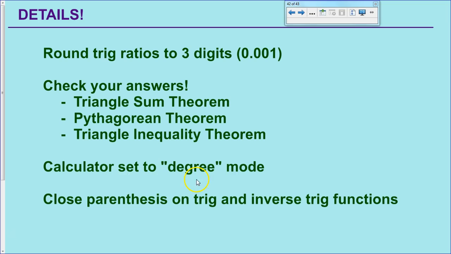Make sure that your calculator is set to degree mode. I believe the default setting, so if you reset your memory on your calculator, I believe the default is radians, which is not what you want. So you're going to have to get used to checking to make sure that your calculator is in degree mode. And then finally, you heard me say it several times during the video, but whenever you use a trig function, make sure that you close those parentheses just like you would on a square root function that's built in on the calculator. Doing those few things will help you out an awful lot.